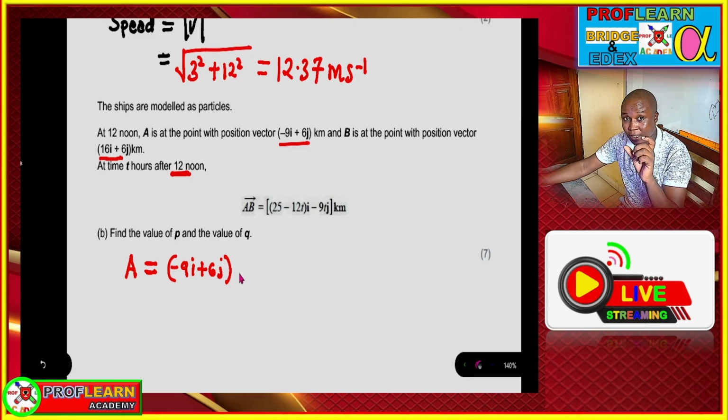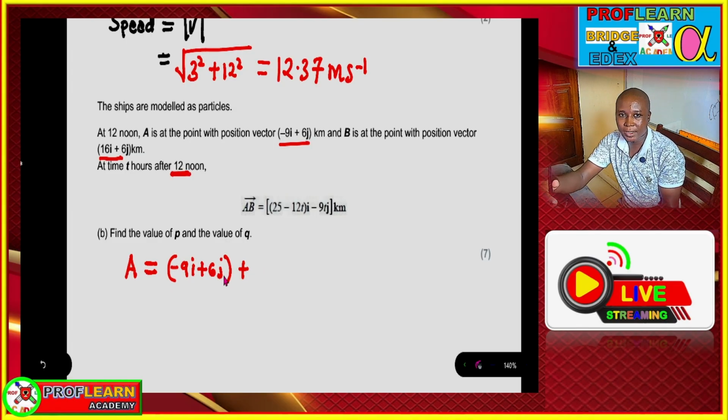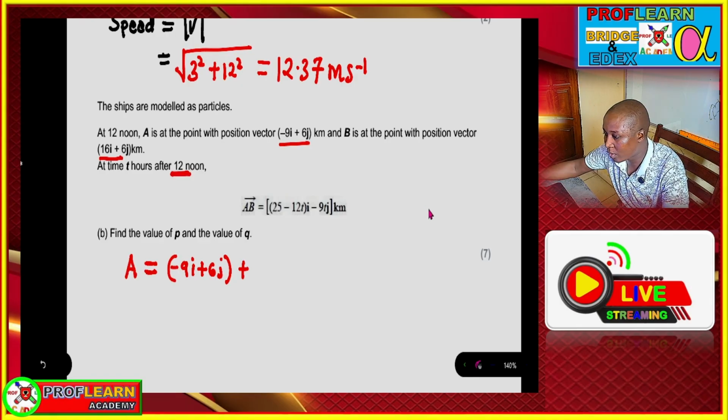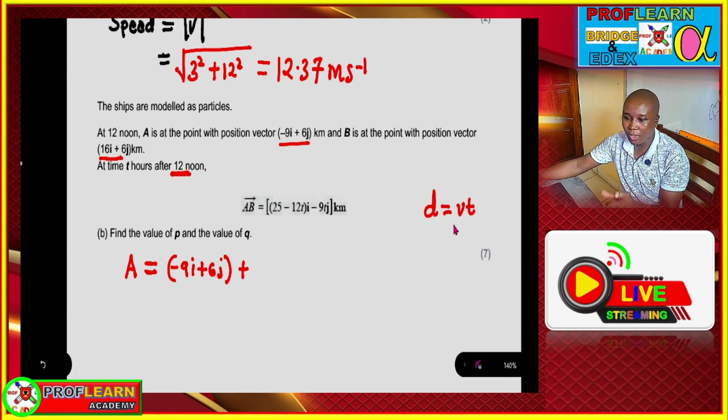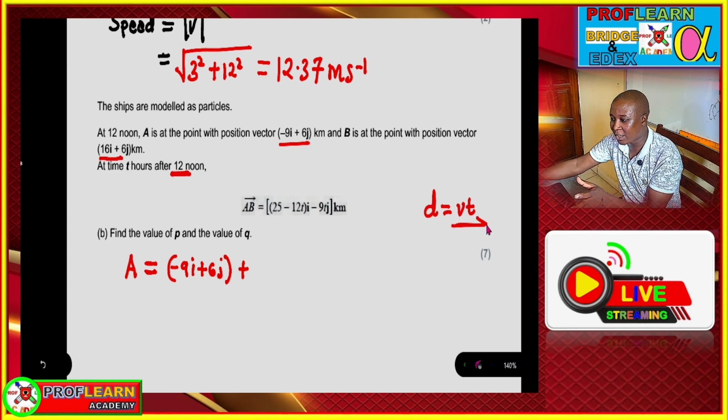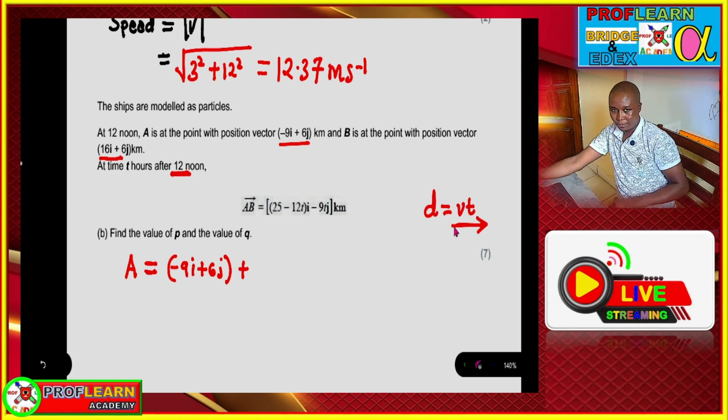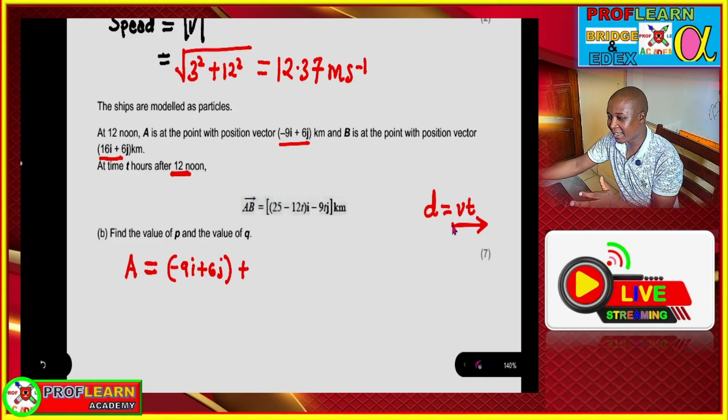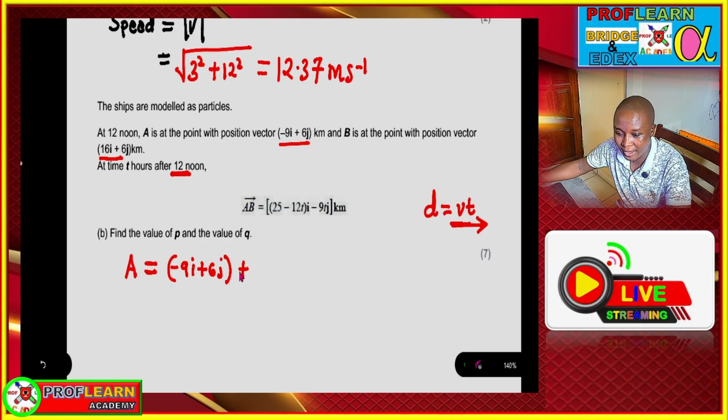Yeah, so this is the position at 12 noon. Then we're going to say that's going to be plus, because we know displacement is velocity times time. So if we take the velocity of A times the time, we are going to get the distance that ship has already moved. Then once we know the displacement it has covered, to know its position, we are going to add the place where it was originally.